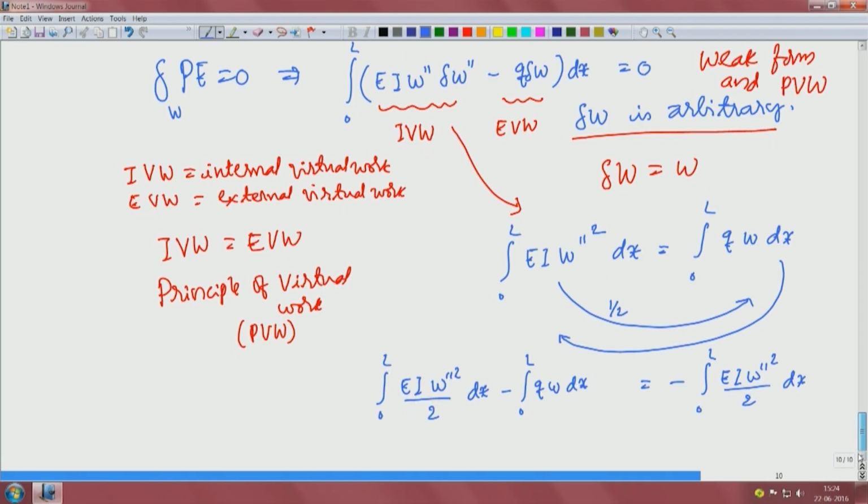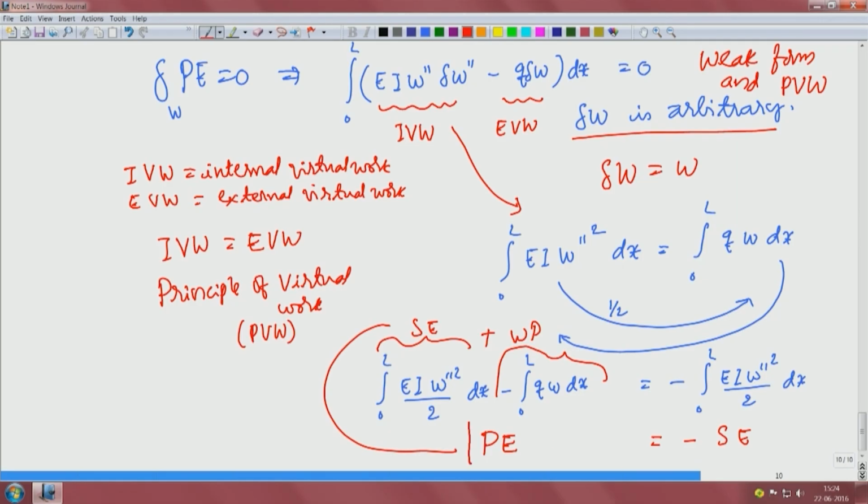Okay. Now, if you look back and see what this is, what we have here is potential energy. That is our definition of potential energy. This is actually strain energy, and this, including the negative sign, is work potential. These two added up becomes our potential energy. What is on the right hand side? Minus strain energy. Okay. So, potential energy is equal to minus strain energy, is the Clapeyron's theorem at equilibrium, not everywhere, at equilibrium.